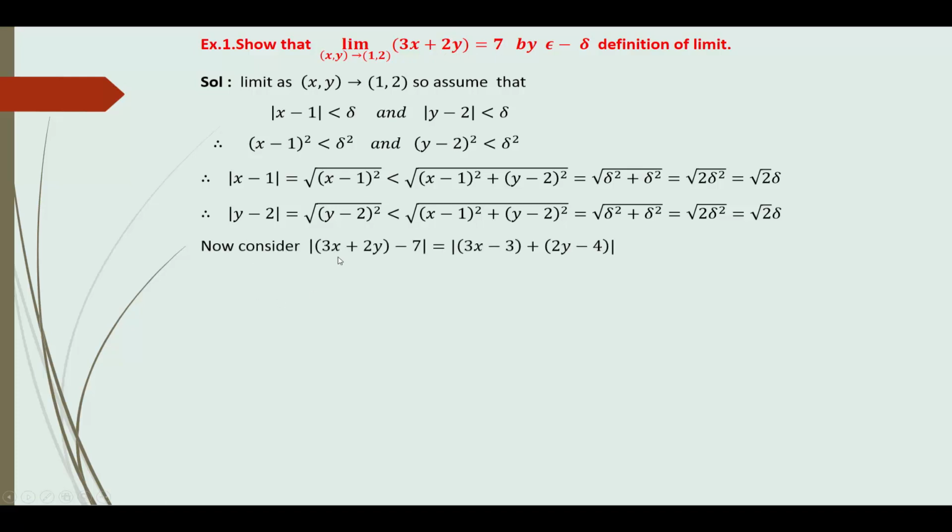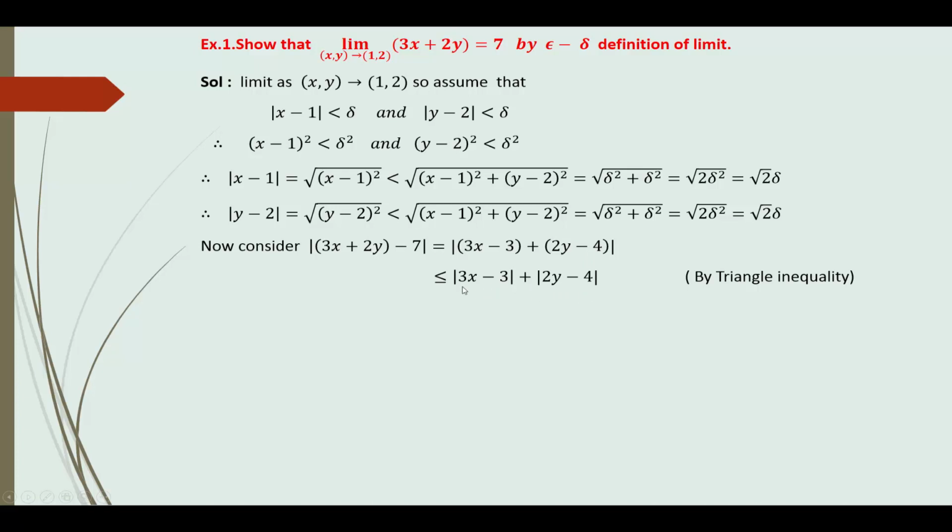Therefore the modulus of 3x plus 2y minus 7 equals, writing 7 as 3 plus 4, mod of (3x minus 3) plus (2y minus 4). Now by the triangle inequality, separating into two moduli, this is less than or equal to the first modulus, mod of 3x minus 3, plus the second modulus, mod of 2y minus 4.